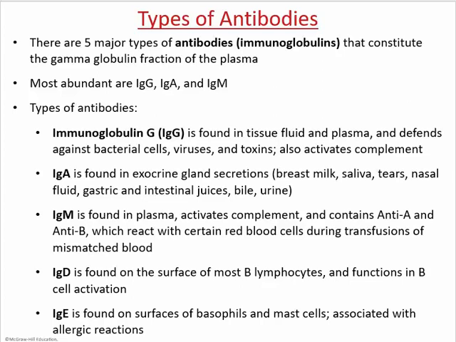IgM is an agglutinating one. It joins pathogens together. Could be red blood cells. IgD is really the receptor on the B lymphocyte, and IgE is on basophils and mast cells, and so when it gets activated, the mast cell will release inflammatory chemicals, so it's involved with inflammation.